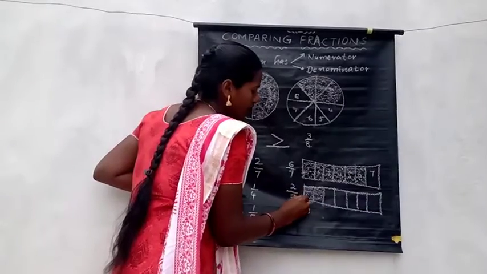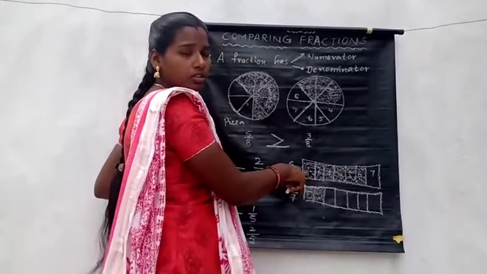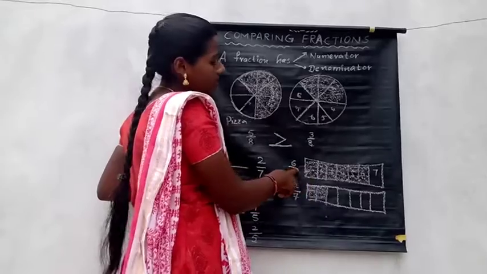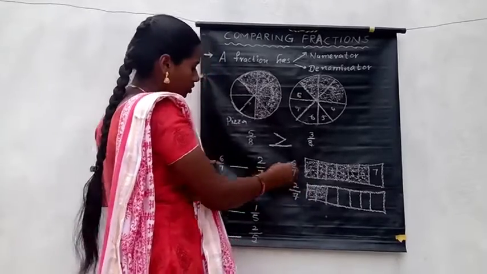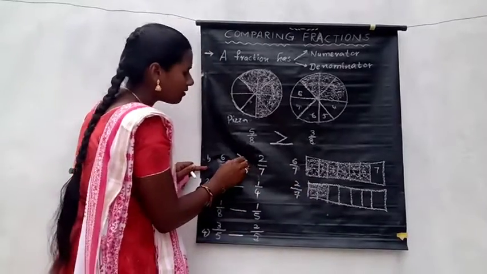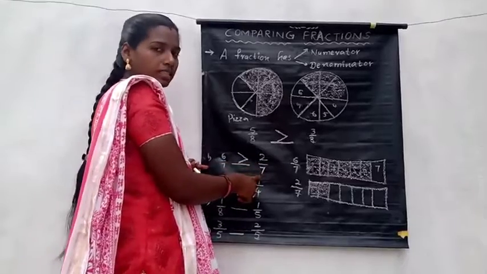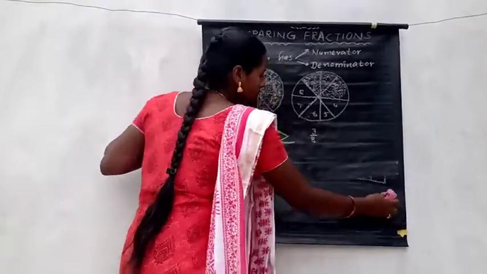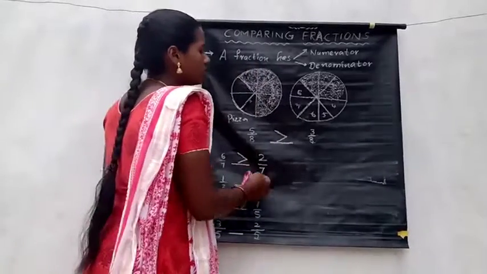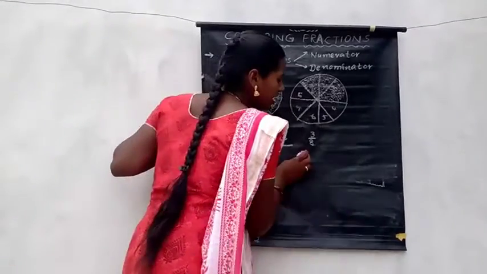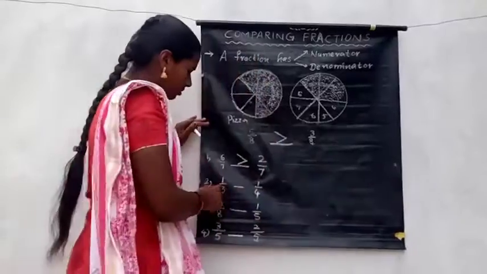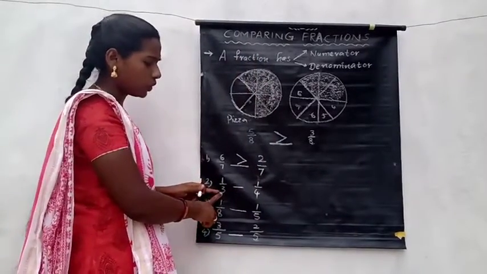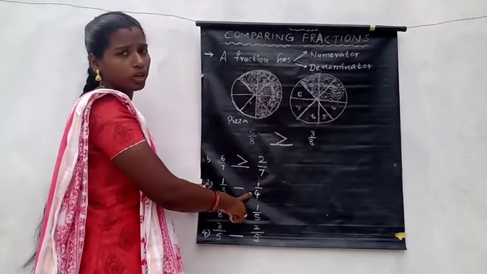So which is the greater fraction among these two? Yes, this is the greater fraction. So you should write here, 6 by 7 is greater than 2 by 7. Okay teacher, you have told. So here the denominator is showing the same number. So in the next problem, here the denominator is showing 3 and here the denominator is showing 4.